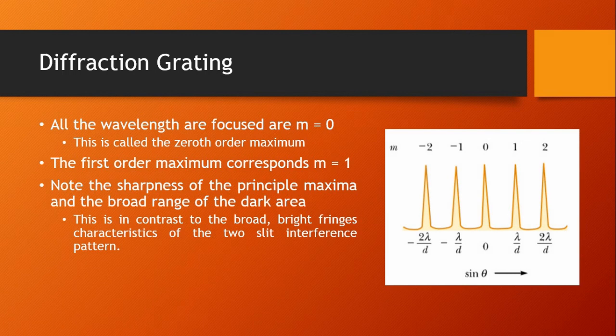All the wavelengths are focused at m equal to 0. This is called the 0th order maximum. The first order maximum corresponds to m equal to 1. Note the sharpness of the principal maxima and the broad range of the dark area. This is in contrast to the bright fringe characteristic of the two-slit interference pattern.